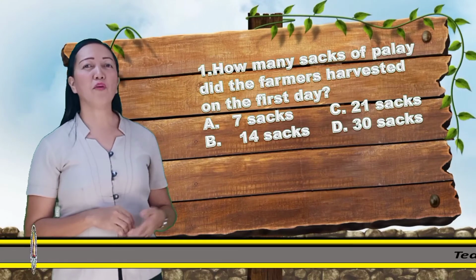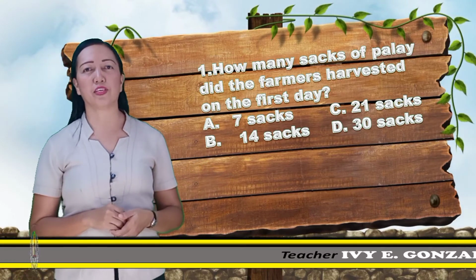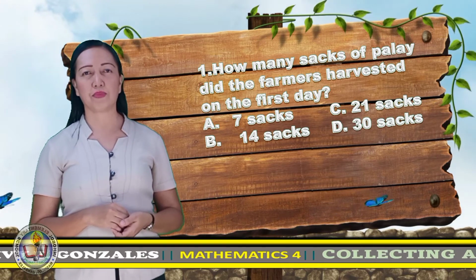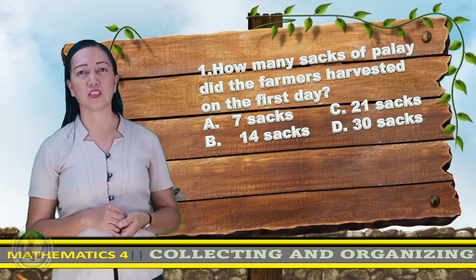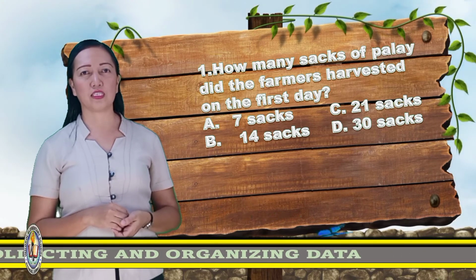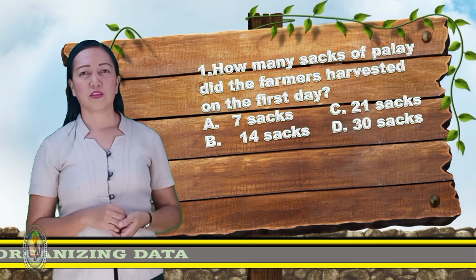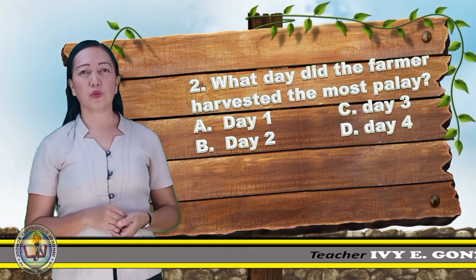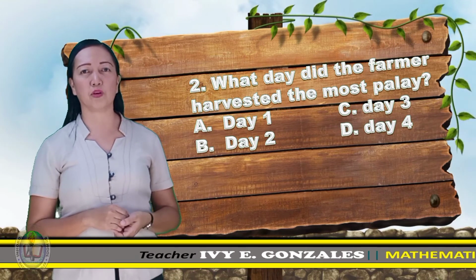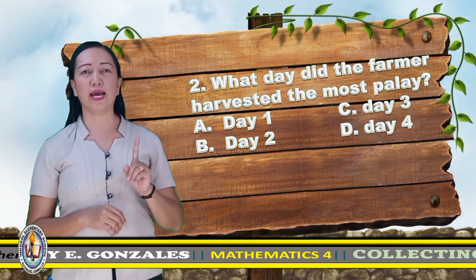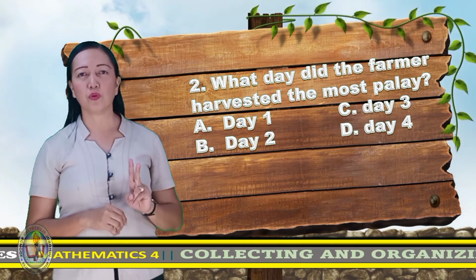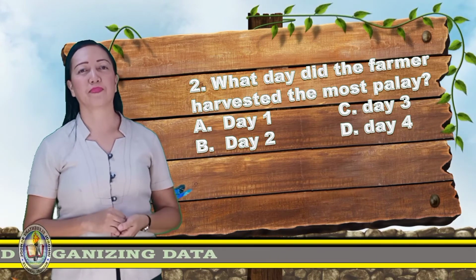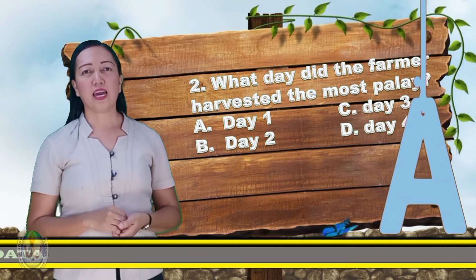Number 1. How many sacks of palay did the farmers harvest on the first day? A. 7 sacks. B. 14 sacks. C. 21 sacks. D. 30 sacks. Correct. The answer is D. 30 sacks. Number 2. What day did the farmer harvest the most palay? A. Day 1. B. Day 2. C. Day 3. D. Day 4. The answer is A. Day 1.